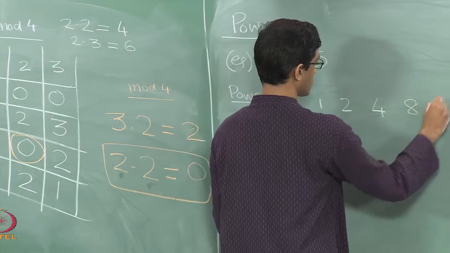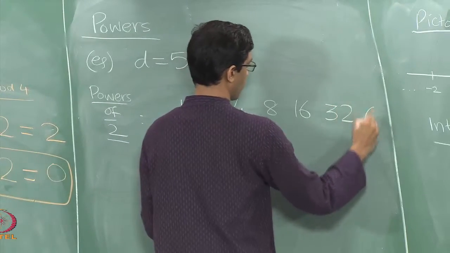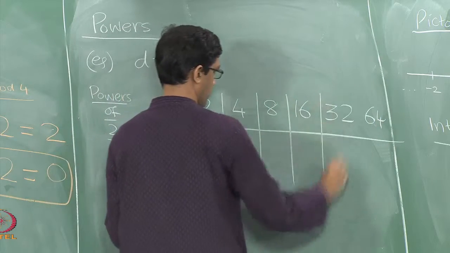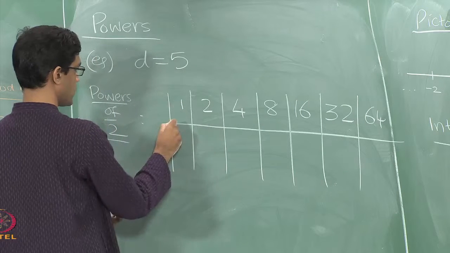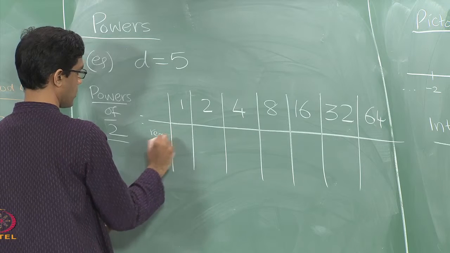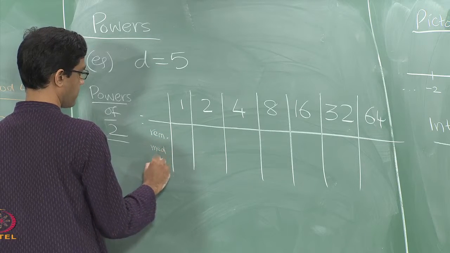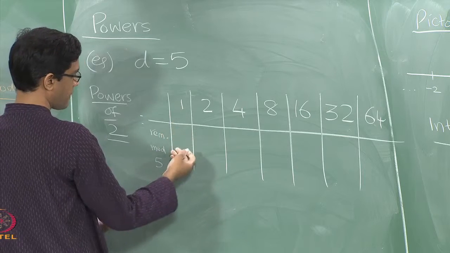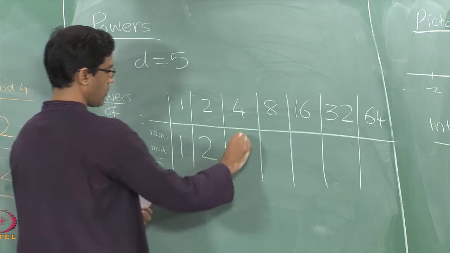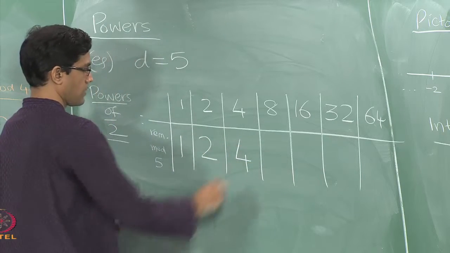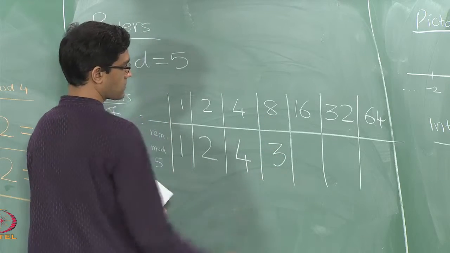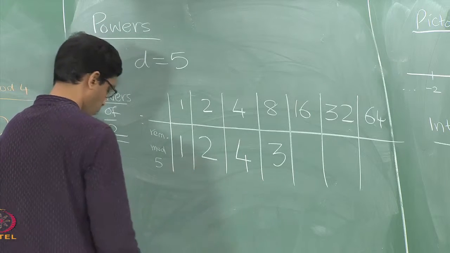1, 2, 4, 8, 16, 32, 64 and so on. I write those down, and below what I do is I write out the remainders when I go modulo 5, or on division by 5. So 1 when divided by 5 gives me remainder 1, 2 gives me remainder 2, 4 gives me a 4, that is easy. 8 when divided by 5, well 8 is 5 plus 3, so it gives me remainder 3. So I have 1, 2, 4 and 3.